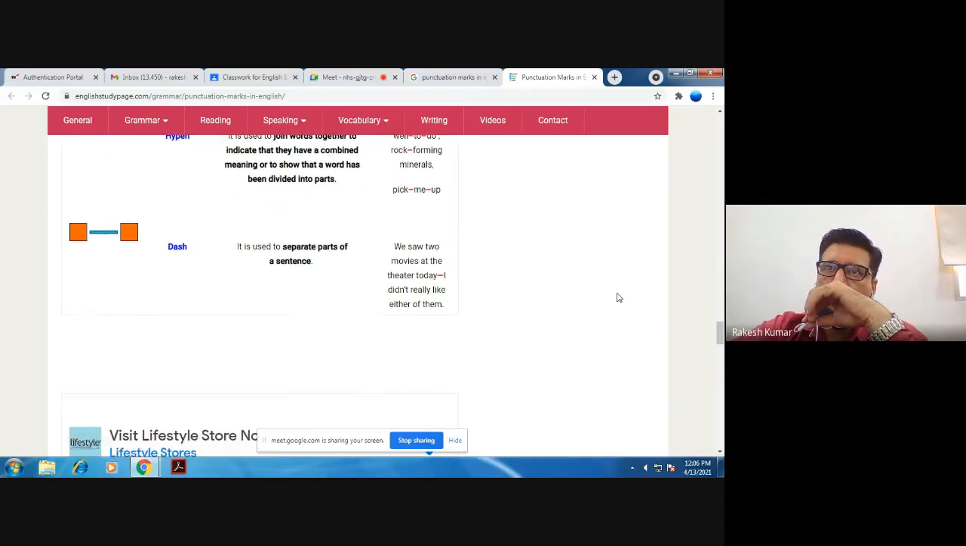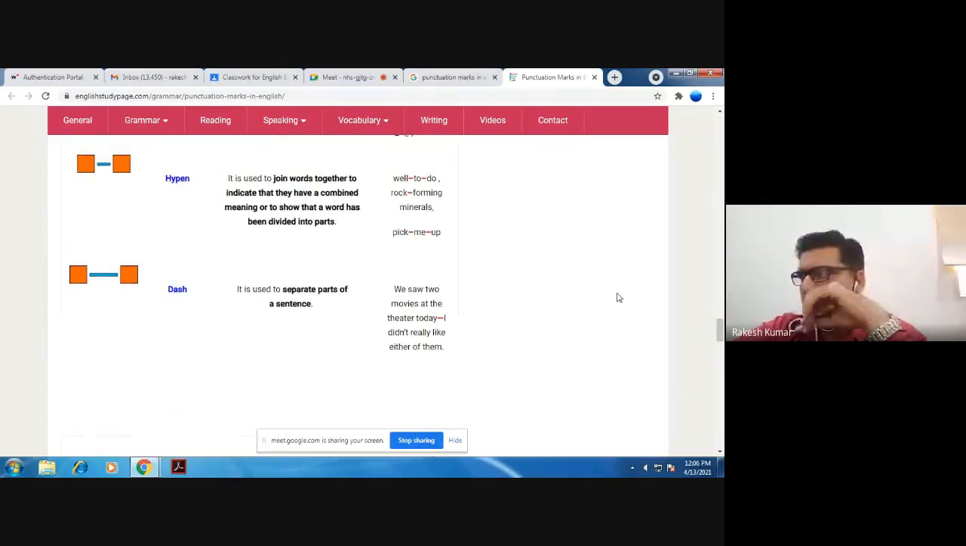Okay, so when you apply hyphens in between those, it shows a close relationship between the words. Then we have a dash, right? We call it a blank or a dash. It is used to separate parts of a sentence. We saw 2 movies at the theater today - I didn't really like either of them. So it is used to separate parts of a sentence.